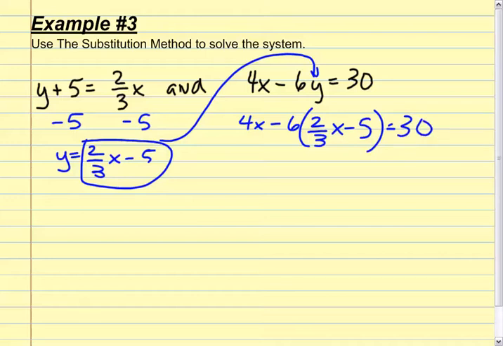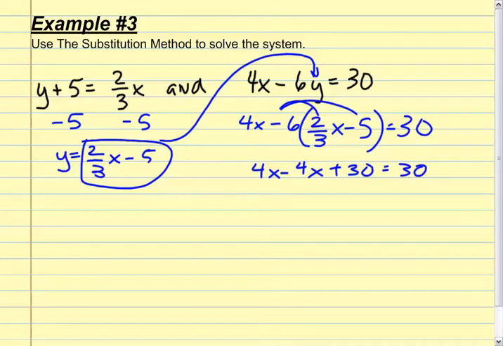Thank you. Duncan, what do I do? All right, so just start distributing. 4x minus 4x, then it's plus 30. Plus 30. Got it. Equals 30. All right. Keep going, Duncan.